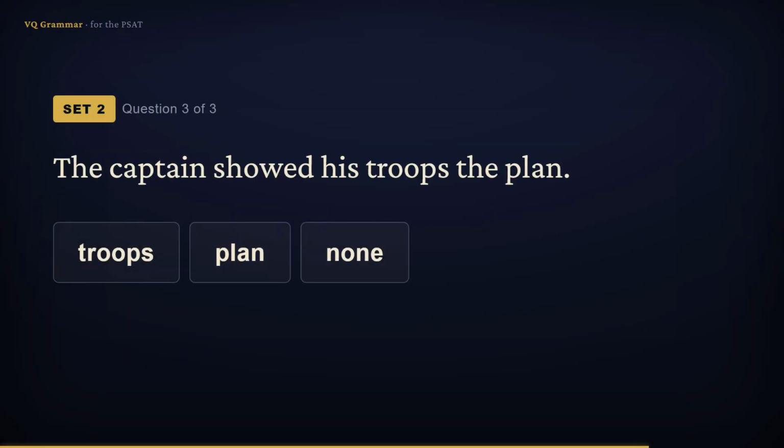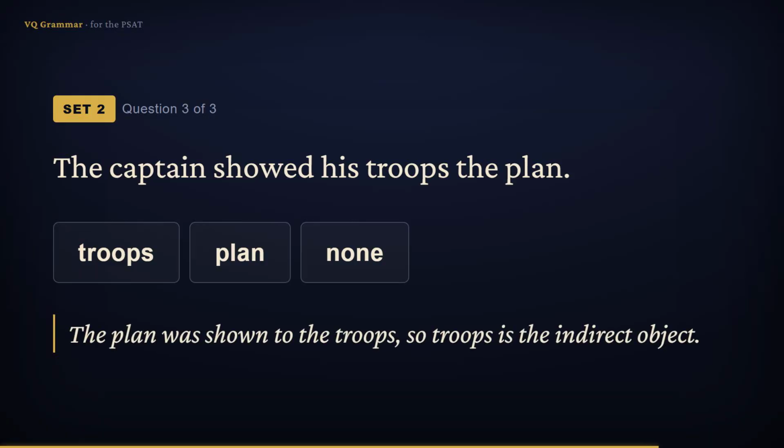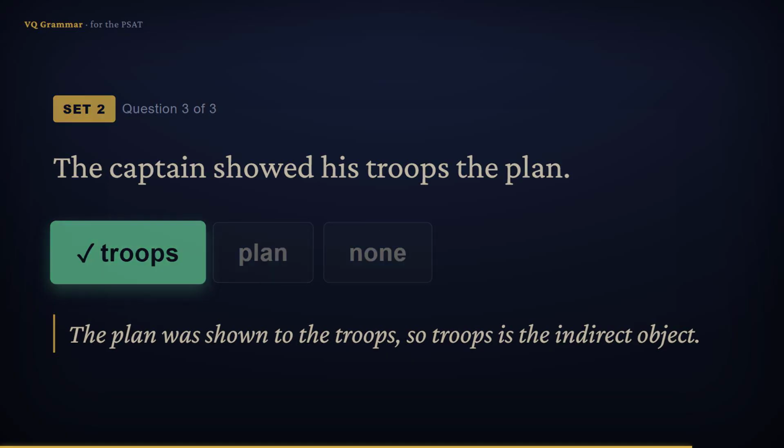The captain showed his troops the plan. What did the captain show? The plan, the direct object. To whom did he show it? To his troops. The captain showed the plan to his troops. Same meaning. So the answer is troops.